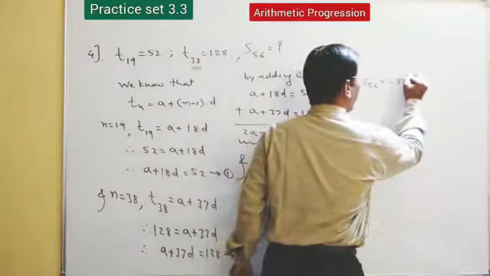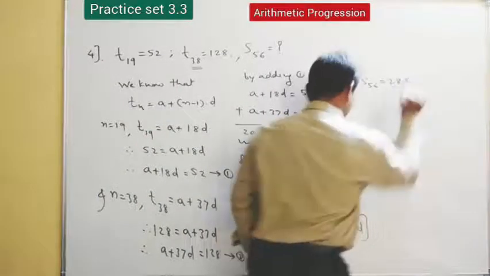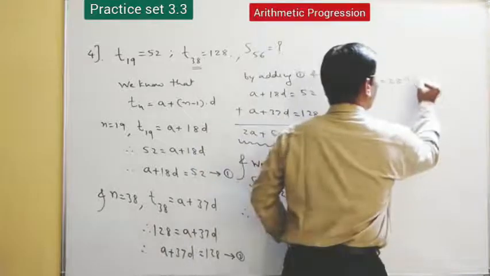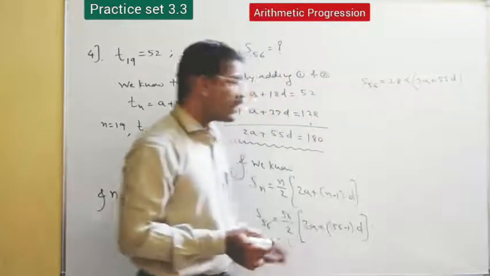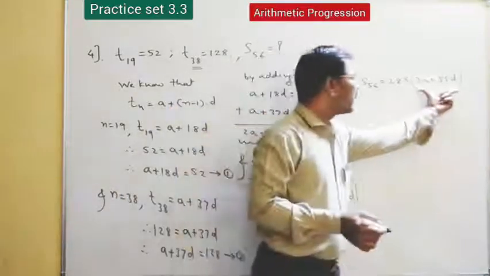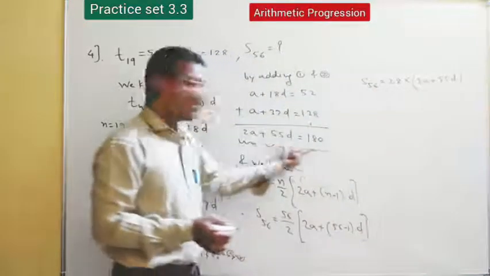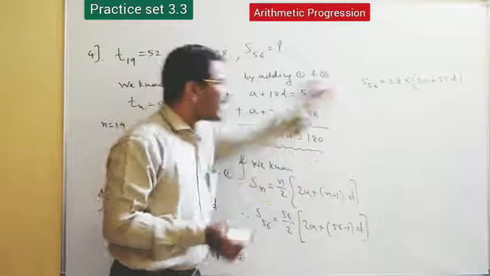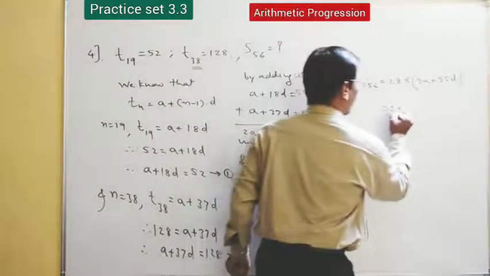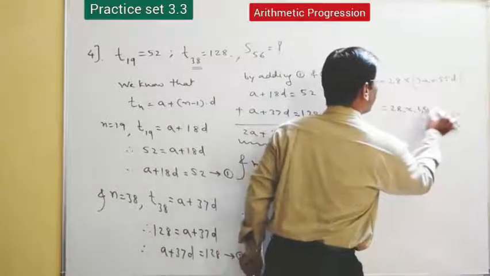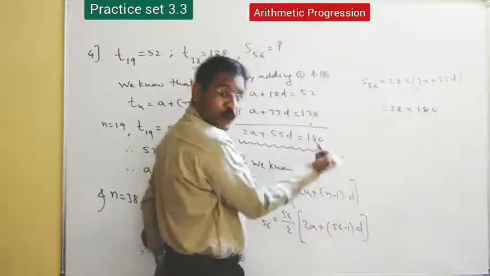28. Okay, now in that bracket, what can we get here now? This is 2a plus 55d. Okay friends, but this 2a plus 55d we already know, that is 180. So we can put it here. See, therefore 28 into this is what? 180. Because we know that one.